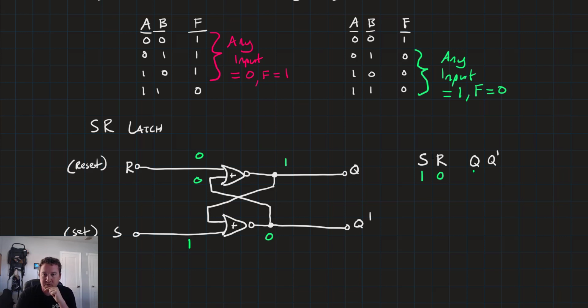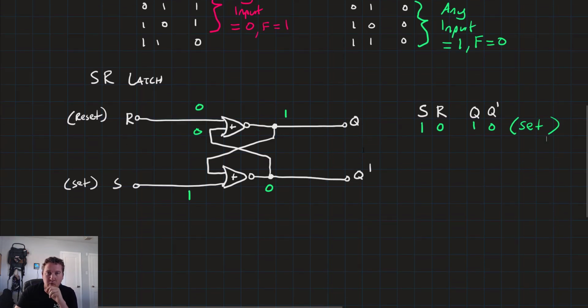So we have Q equals 1 and Q naught equals 0. When Q is 1 and Q naught is 0, we refer to that as our set state. Now, the cool part. What if we take these values, S and R, and we return them to 0? Let's take a look at what happens there.